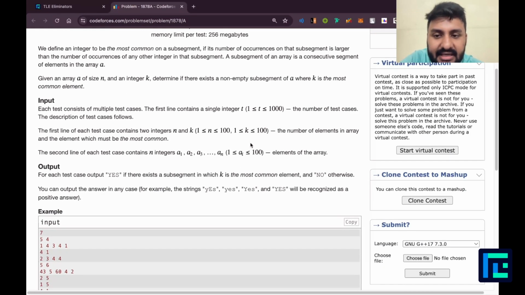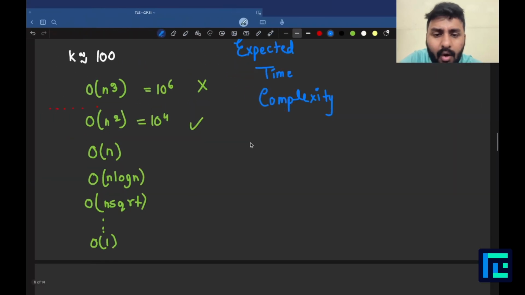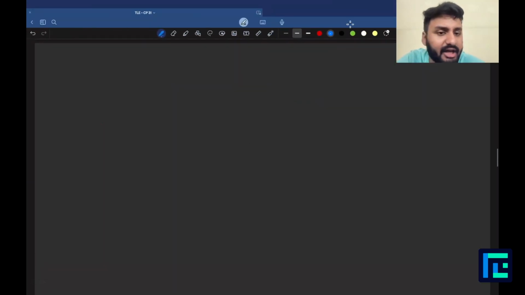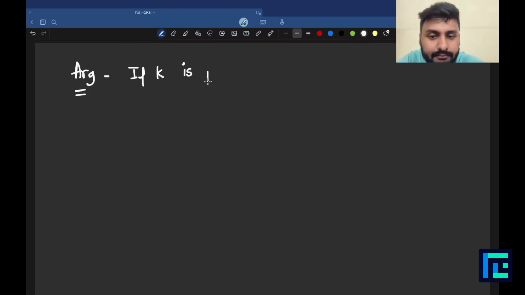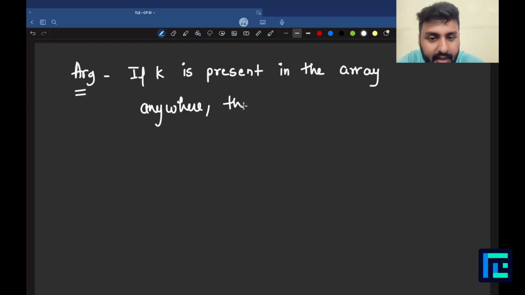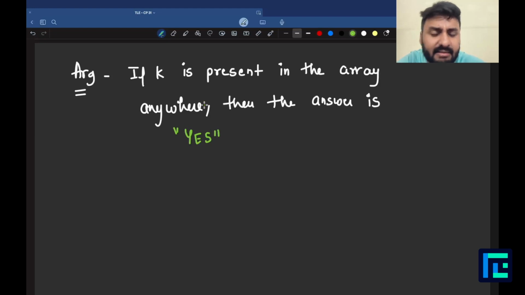So now let's look at the cases once again and understand what we can observe from here. If I write down my argument quickly, the argument is: if K is present in the array anywhere, then the answer is yes. This is the argument. Why? Let's focus on this part. A very, very simple, very clever approach.